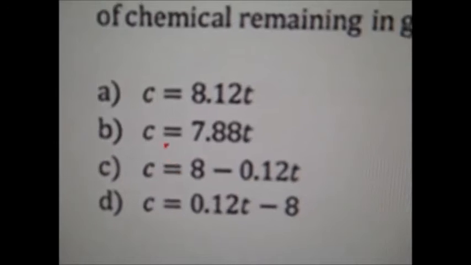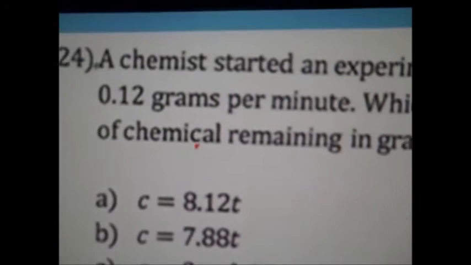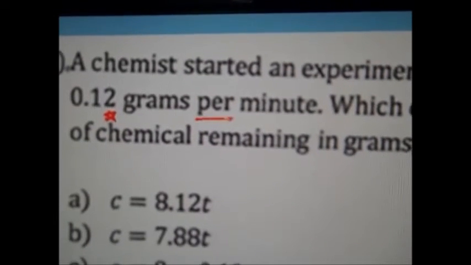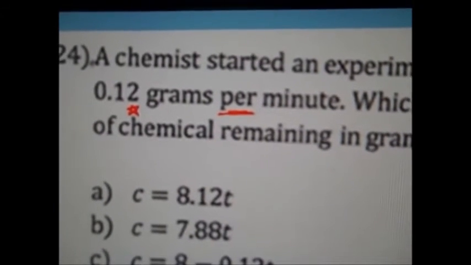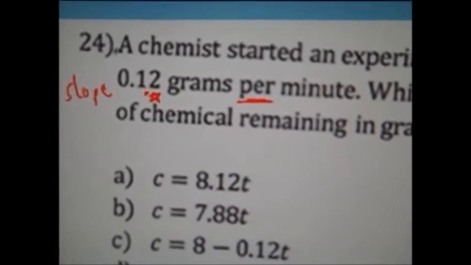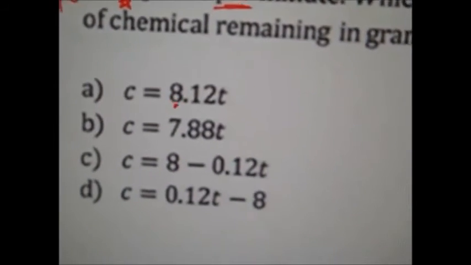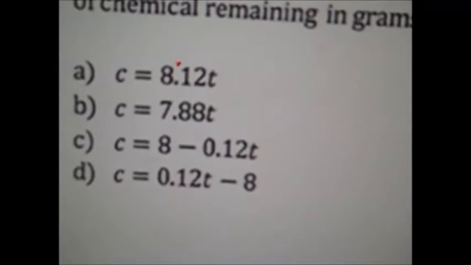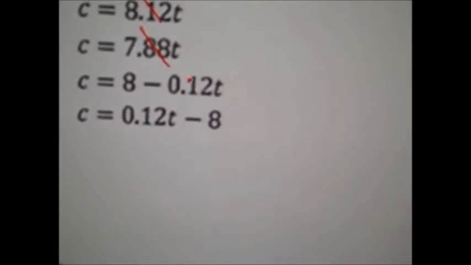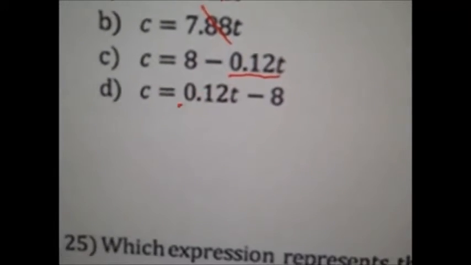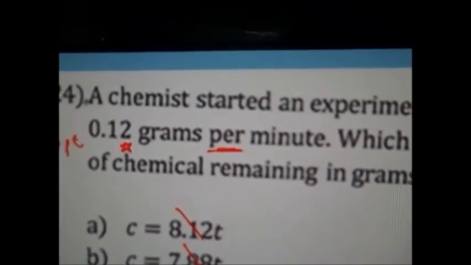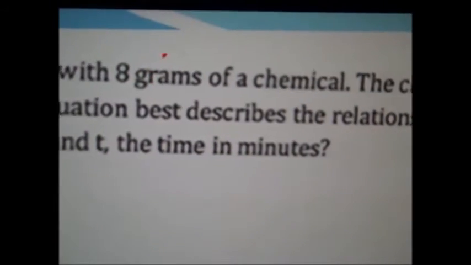It wants the correct equation. Look at the details. 0.12 grams per minute. Per, that's a key word for slope. That means the number in front of the variable, in this case, should be 0.12. If you look at A, that is not 0.12. B, not 0.12. C has 0.12, and so does D. And then just look at the other number in the question, 8 grams.